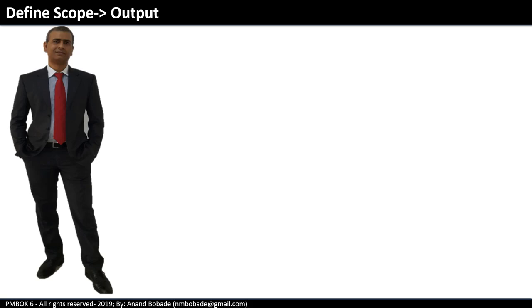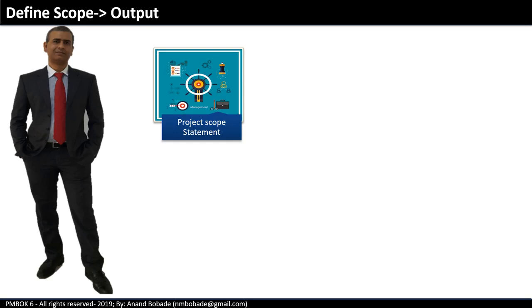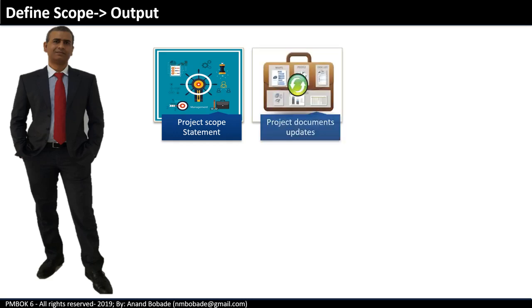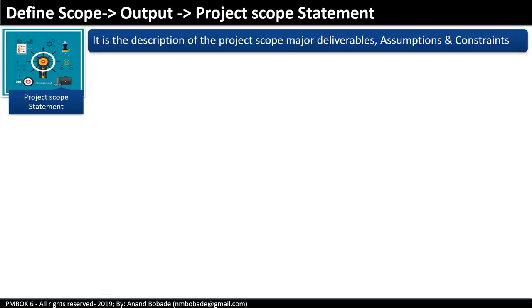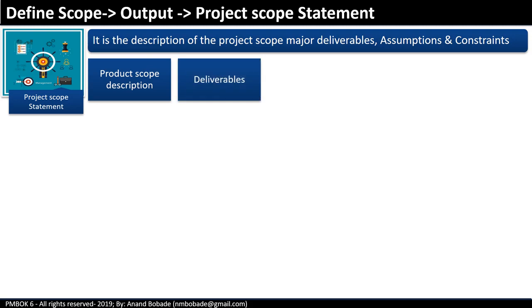The outputs of define scope process are project scope statement and project document updates. Project scope statement. It is the description of project scope, major deliverables, assumptions, and constraints. Product scope description is a narrative description of characteristics of a product, service, or result of the project. Deliverables are the building blocks of the project. When each deliverable is completed, they create the final deliverable.